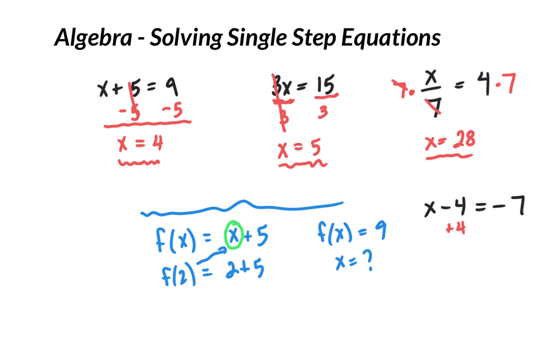Now, let's just talk about that opposite thing one last time. The reason we're always doing the opposite is we're trying to get one side of our equation to be x. So when we say x minus 4 plus 4, well, minus 4 plus 4 is 0, and that leaves us with just x. That's what we want. Now, negative 7 plus 4 is negative 3. Just be careful with your negatives. And there we have it.